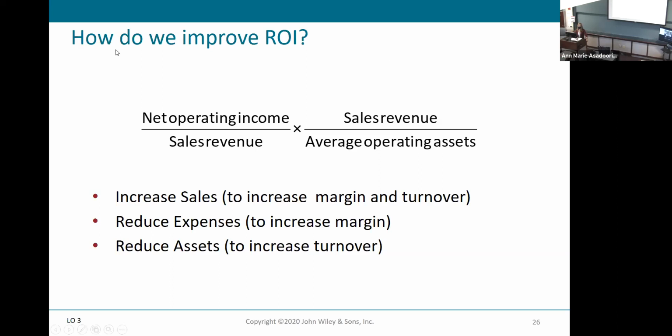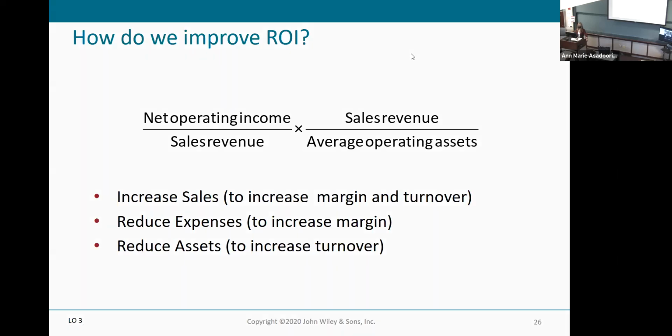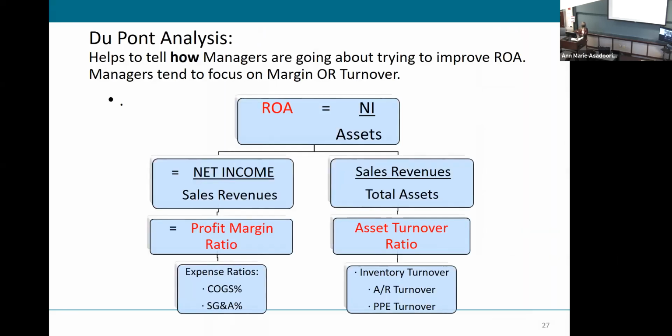So how would you turn this into how do we make improvements? Well, if I am going to think about the ratios that you learned in 221, you've already learned ways of doing both. And what I'm showing you here is when you're going to make improvements in your ROI, you tend to focus on either margin or turnover, right? Generally, you can't do both. So if you are focusing on margin, getting more of your sales dollars into net income, then you're going to be trying to control your expenses better.